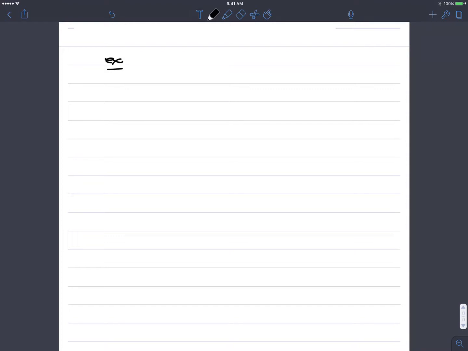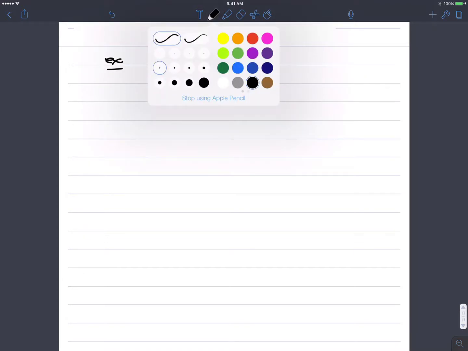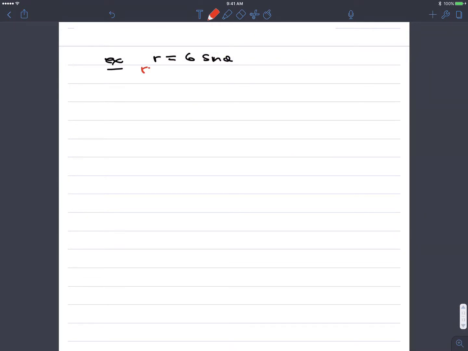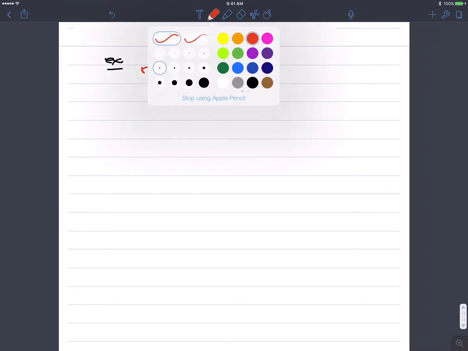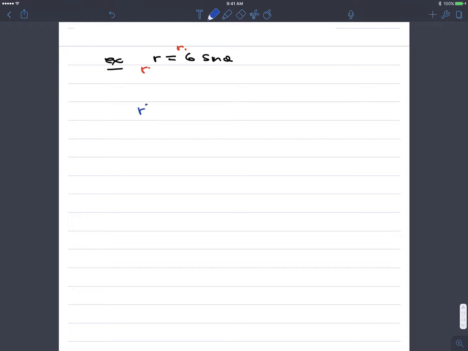You've got a similar example here. They give you r is 4 cosine theta. What if they gave you r is actually 6 sine theta? What you're going to do now, similarly, is multiply the left side and the right side by what? By r. You get r squared equals 6r sine theta.